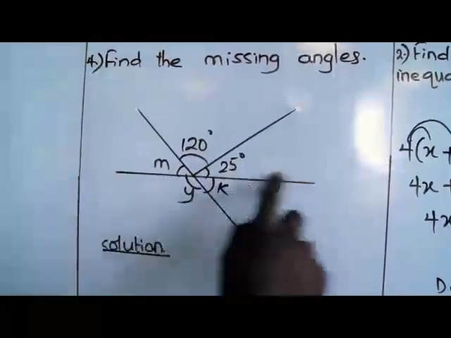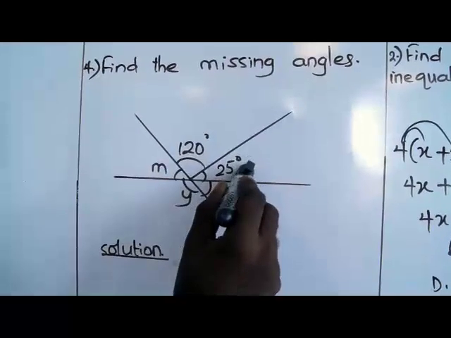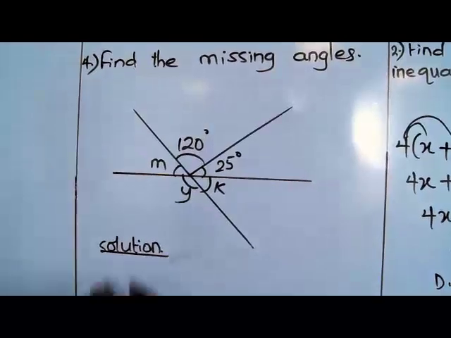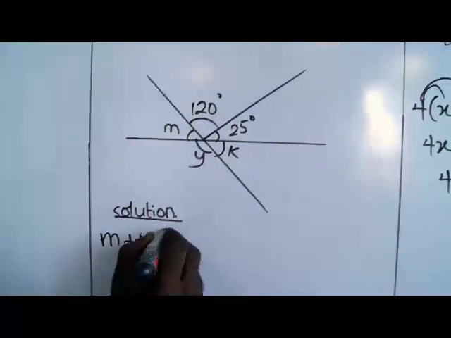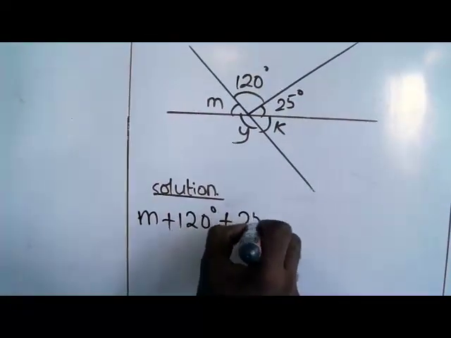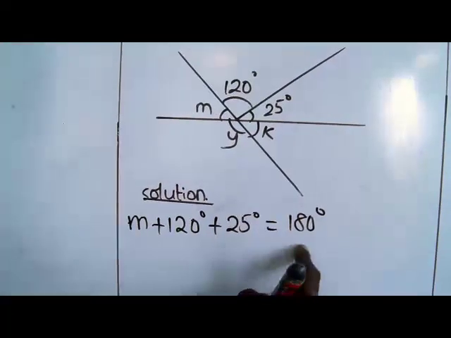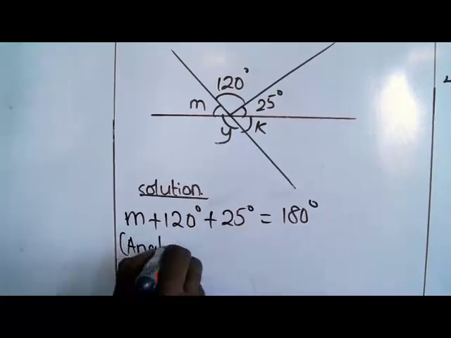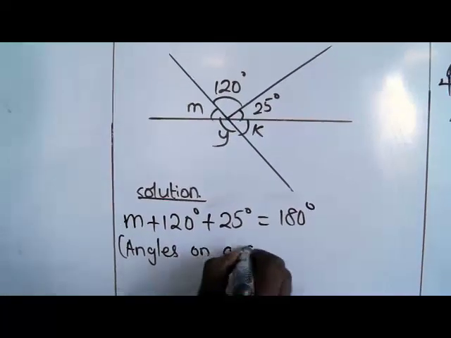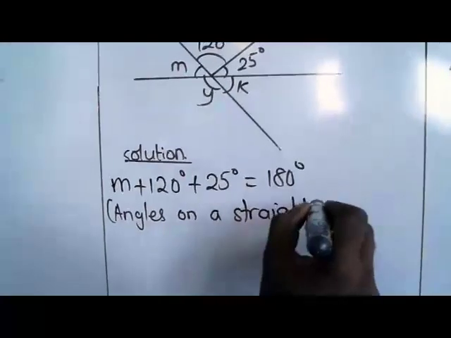So if you take a look at this line here, M, 120 and 25 are angles on a straight line. So if I bring them together, I have M plus 120, plus 25 degrees, which should give me 180 degrees. So this property comes from the sum of angles on a straight line.